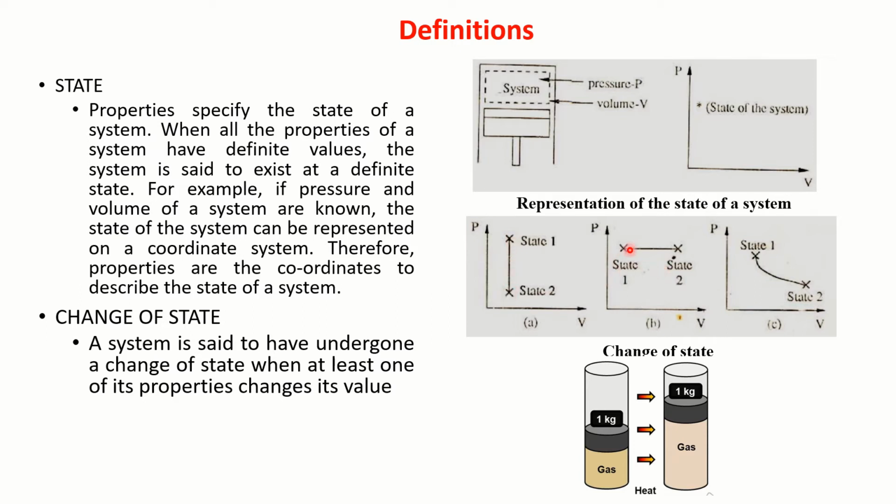Here you can see that I'm keeping the pressure constant. From state 1 to state 2, in this path, I'm keeping the pressure constant. I can call it a constant pressure process, an isobaric process. Here, from state 1 to state 2, I'm keeping the temperature constant, let us say. So I can call it an isothermal process. Temperature is constant.